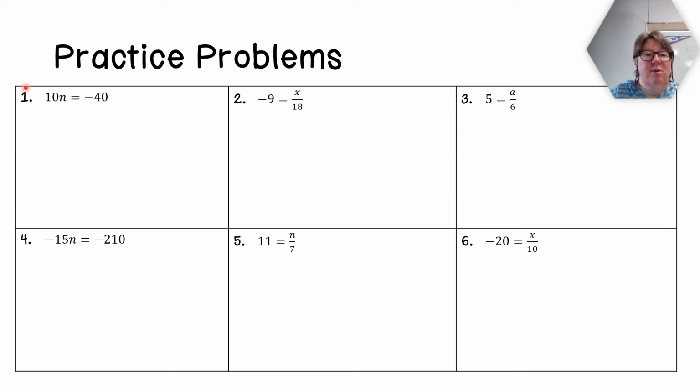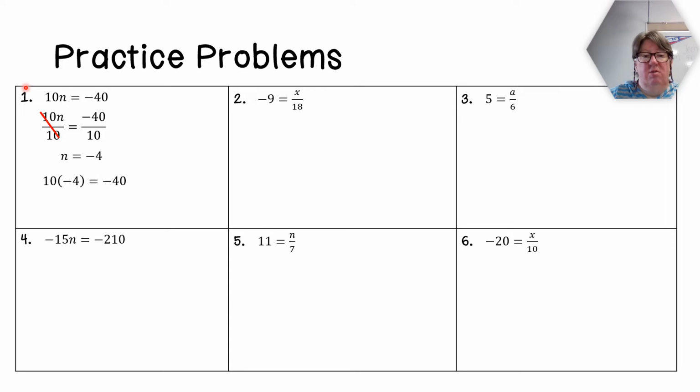Well, we use the inverse operation. Instead of multiplication, we use division. So we divide by our coefficient. So we know on the left side here, 10 divided by 10 is going to be 1. So we're left with n is negative 4 as our possible solution.